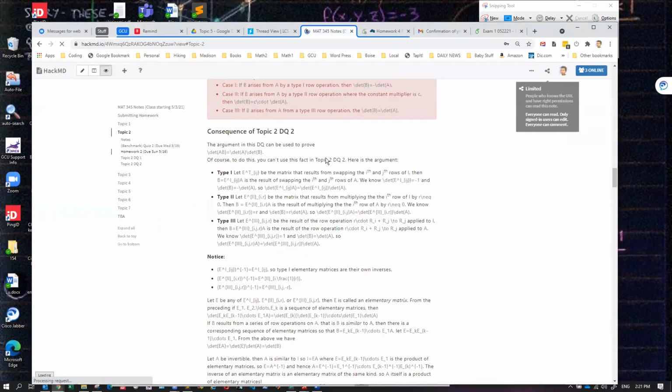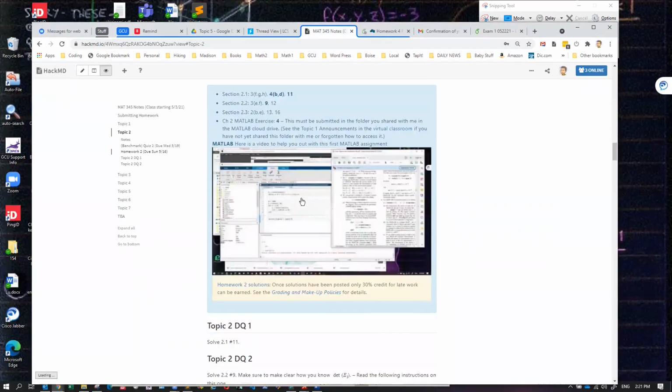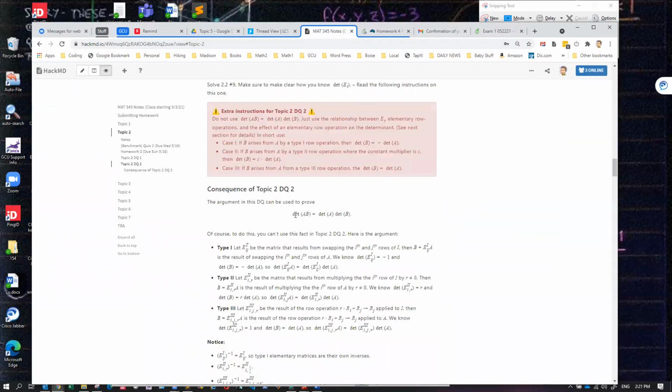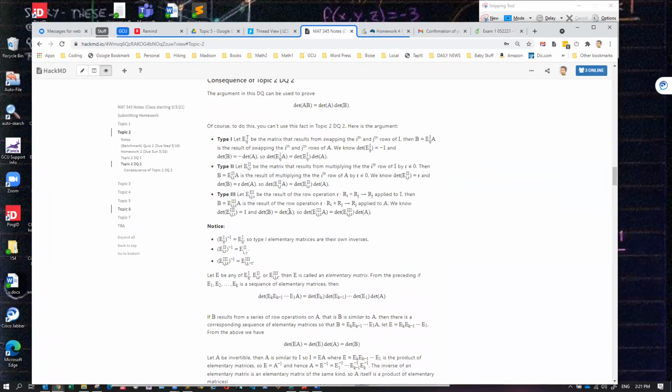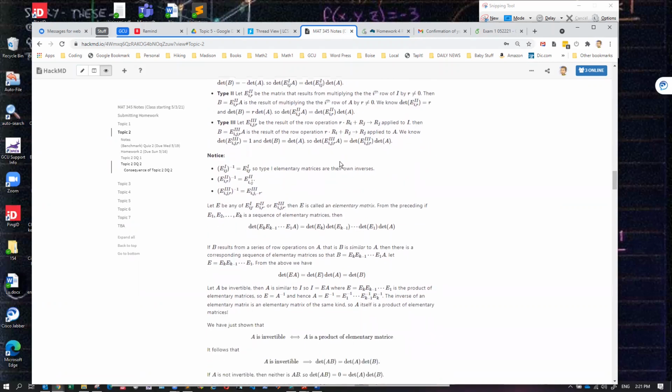I think that one's simpler than it looks. This one's not hard. You get to use these results here, right? So right here, I'm actually in the middle of trying to prove that the determinant of a product is the product of the determinants.